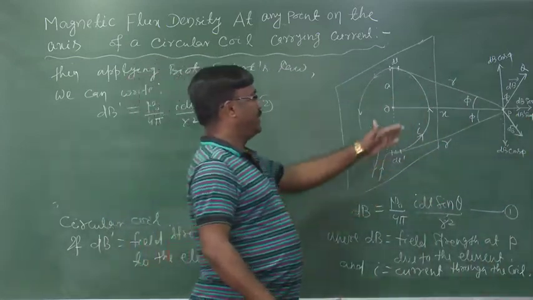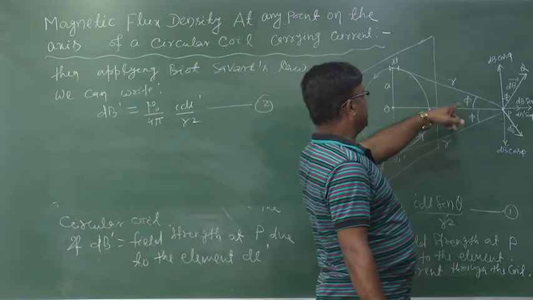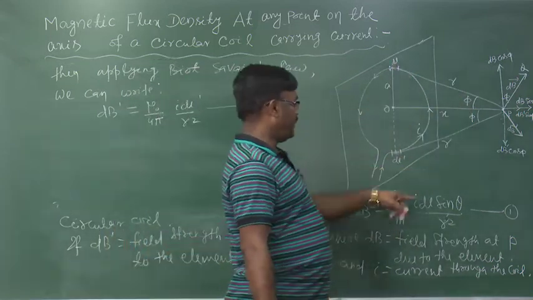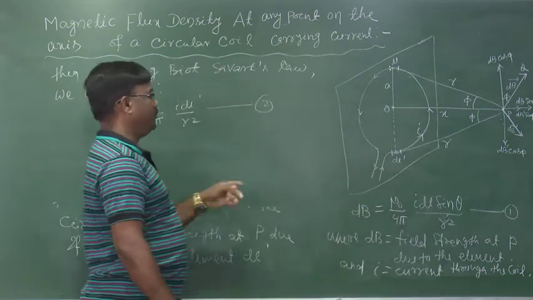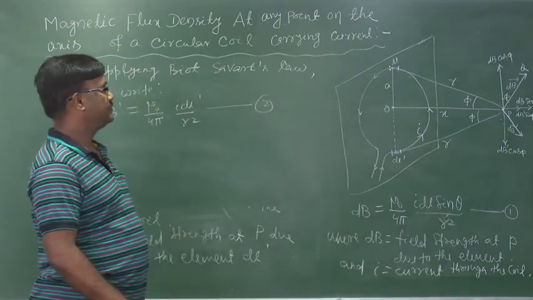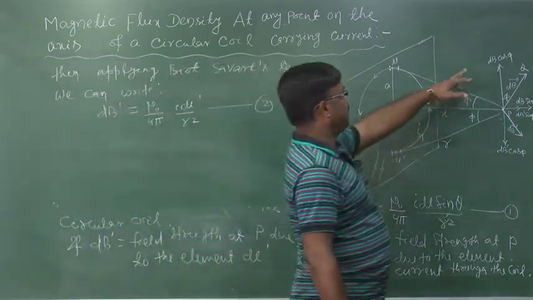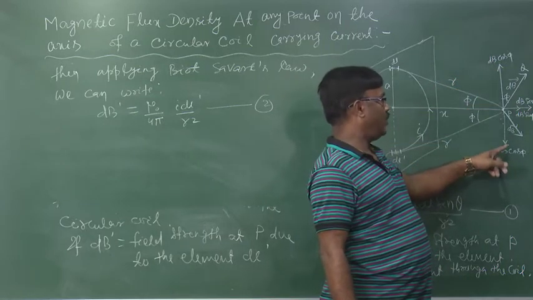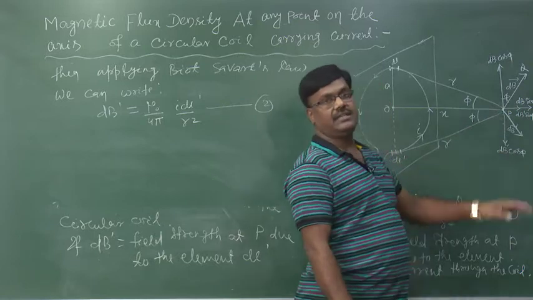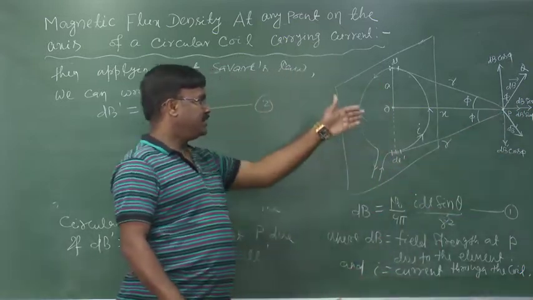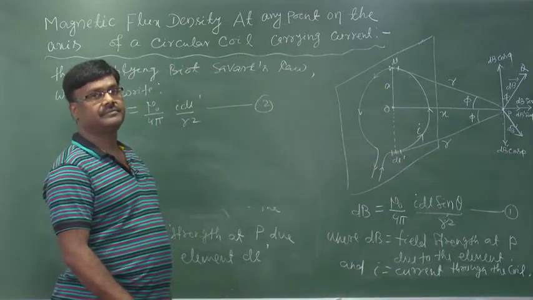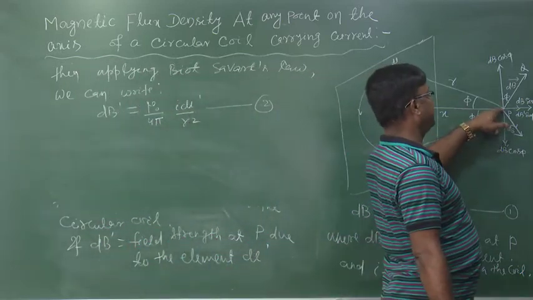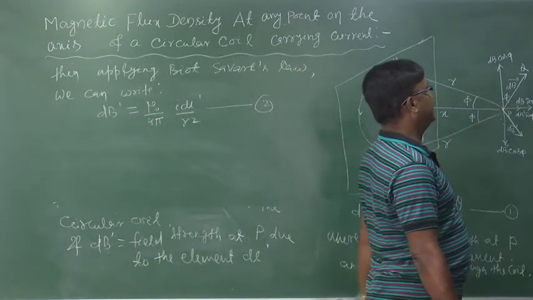But if we consider the length dl and dl dash to be same, then our dB and dB dash will be same, and hence dB cos phi and dB dash cos phi will be equal, opposite, acting along the same line, so that they will cancel each other. As a result, the only field at P is due to the component dB sin phi.